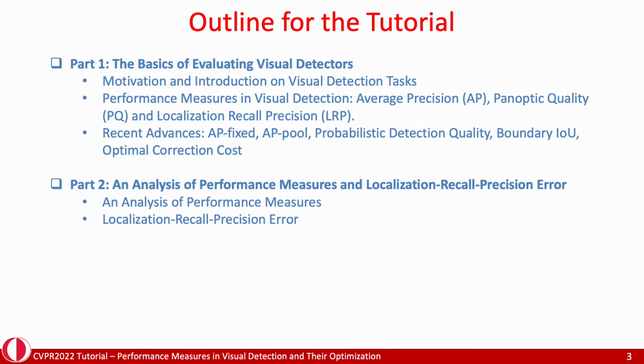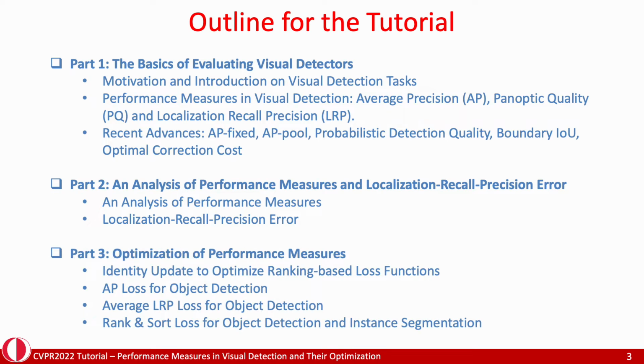In the second part, we will present an analysis of the performance measures that we introduced in the first part. We base this analysis on three desirable properties to find in a performance measure, which are completeness, interpretability, and practicality. We will have a closer look at average precision, panoptic quality, and localization recall precision error. We will present analysis of these measures in terms of completeness, interpretability, and practicality.